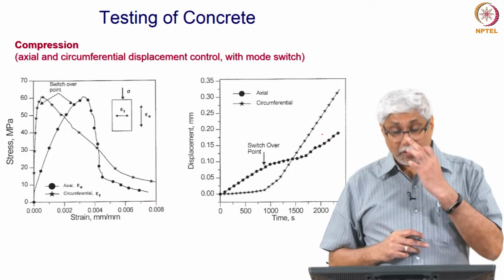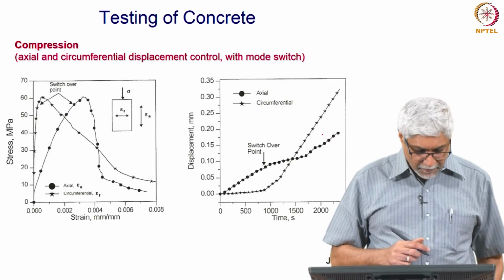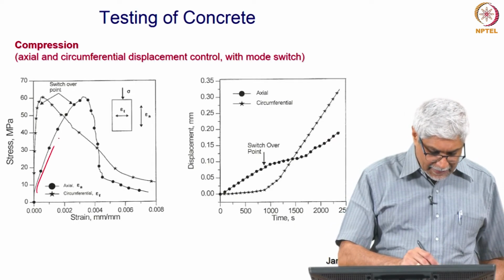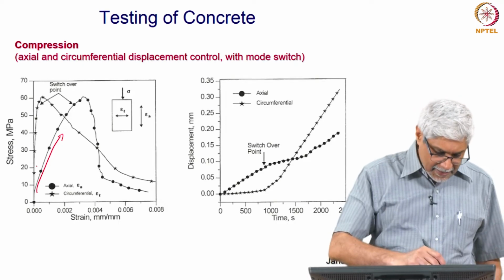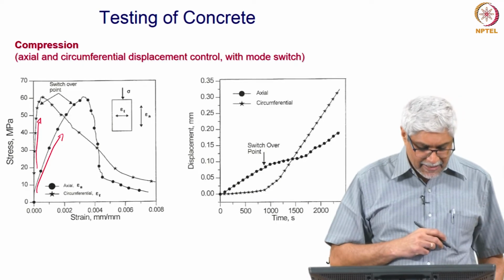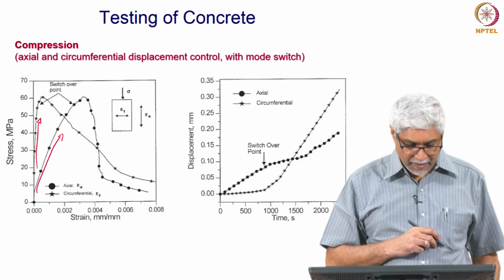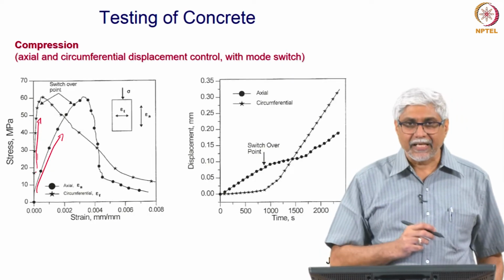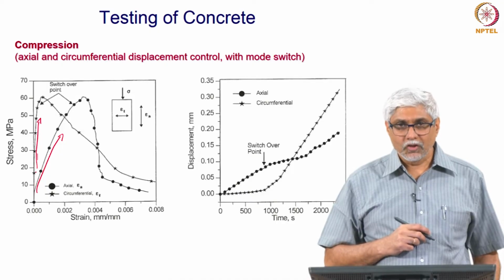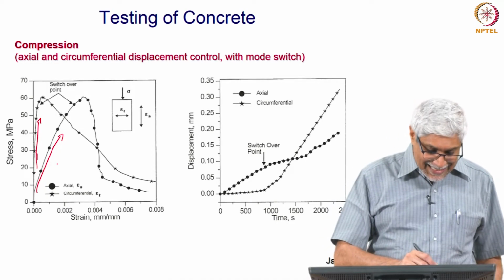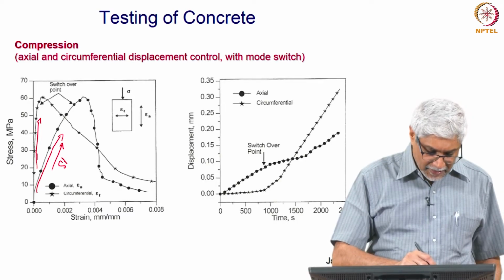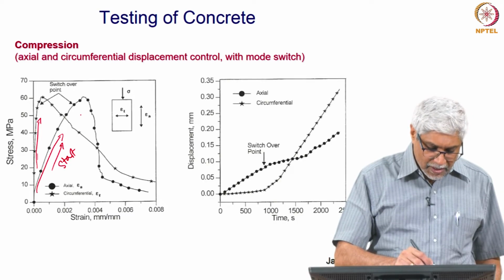We can also switch control. For example, here we have the axial stress strain curve, and this is the axial stress versus circumferential strain. What we find is initially the circumferential strain does not increase much. So, what you would do is start the test with axial control, and switch to circumferential later.